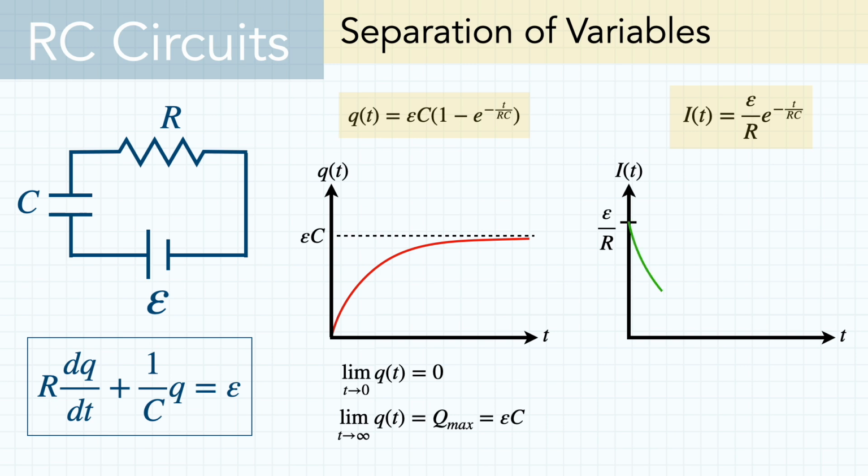And on the flip side, for the current in the system, it starts at its maximum, which is epsilon over r, and as we continue to charge the capacitor, less charge is going to be floating around, so at the end, when t approaches infinity, our current will approach 0.